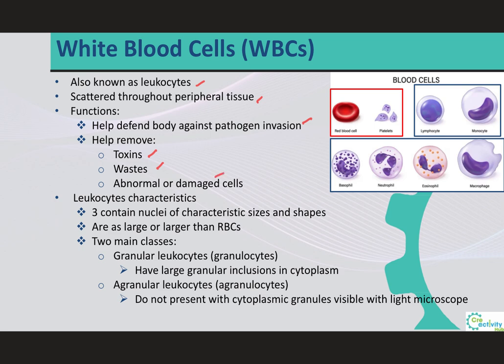White blood cells contain a nucleus that will have a characteristic size and shape depending on the cell. But all white blood cells are going to be as large as or larger than the red blood cells. There are two major classes of leukocytes. We call them granular leukocytes or granulocytes, which are the ones that we're covering in this learning outcome, and these will have large granular inclusions in their cytoplasm.